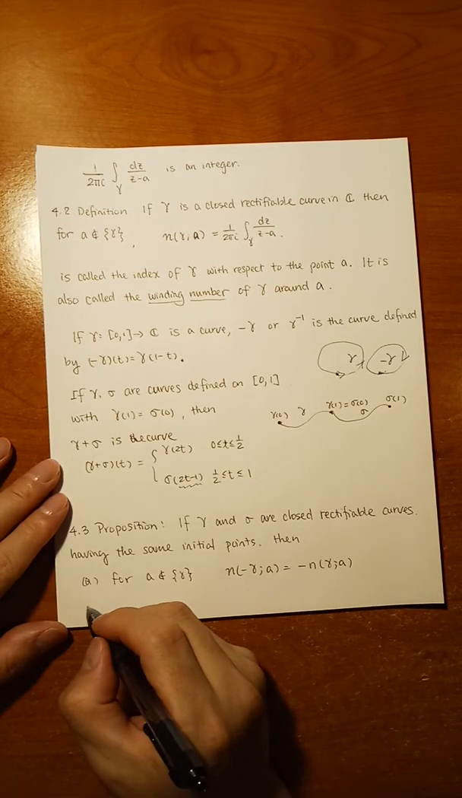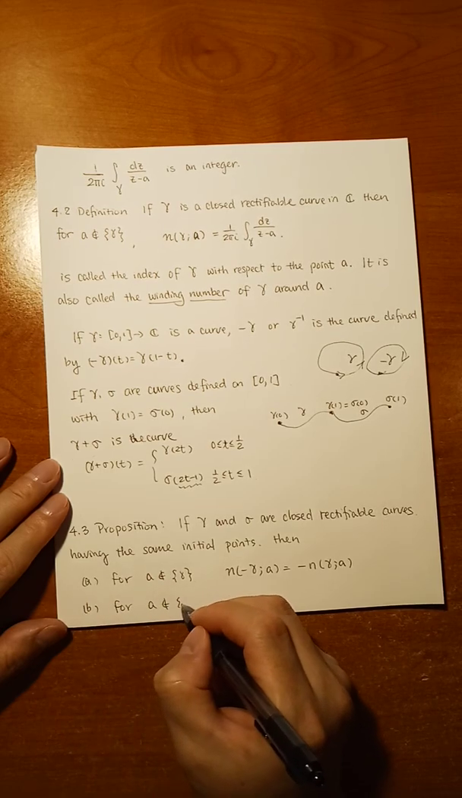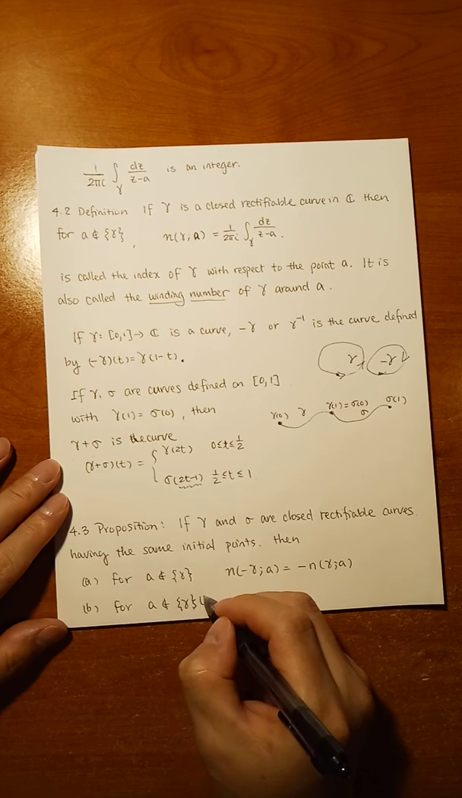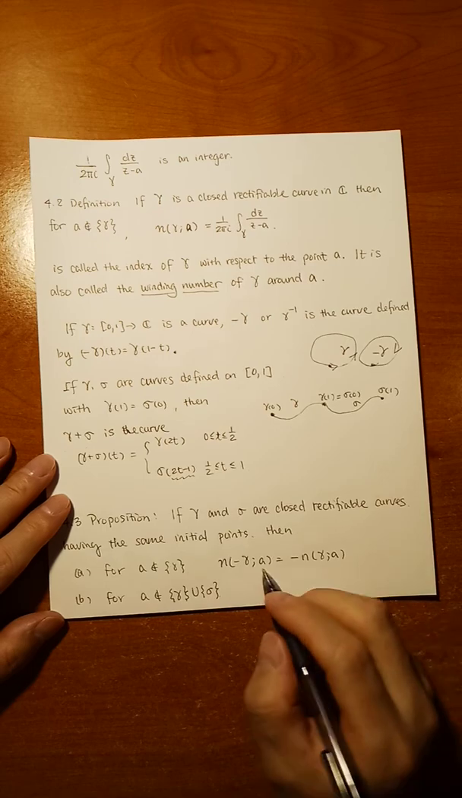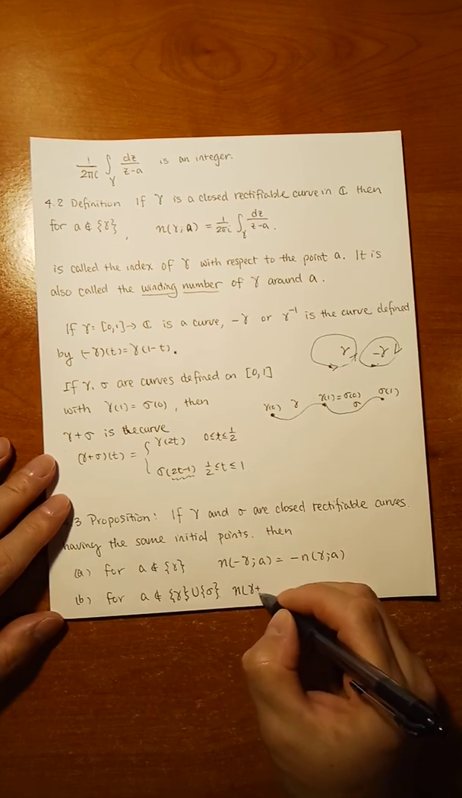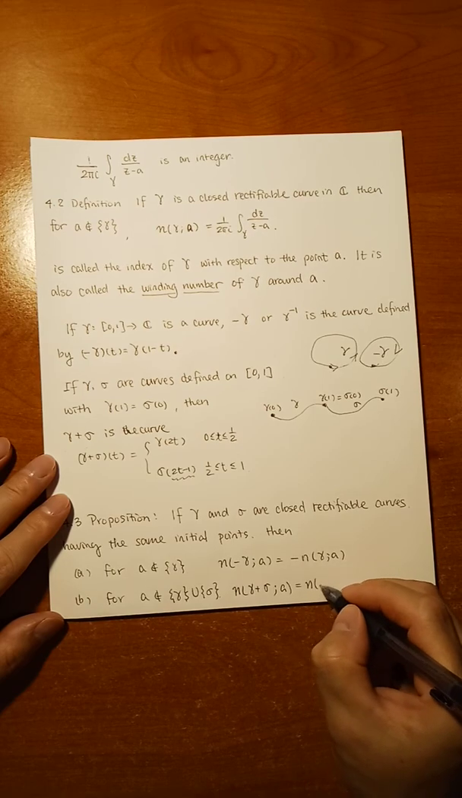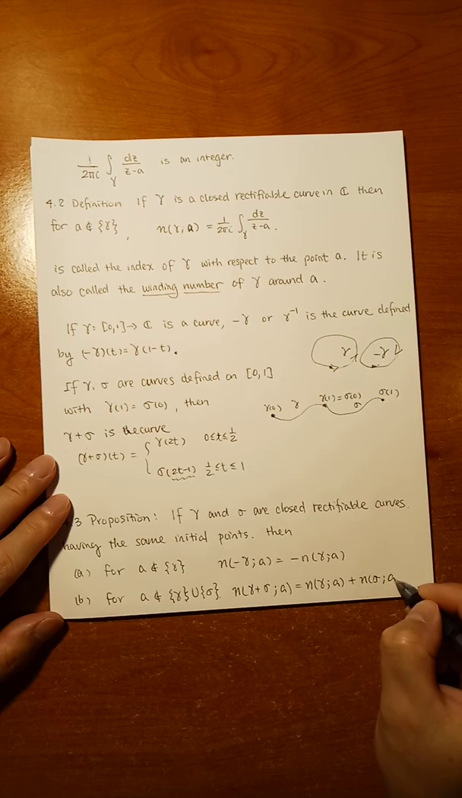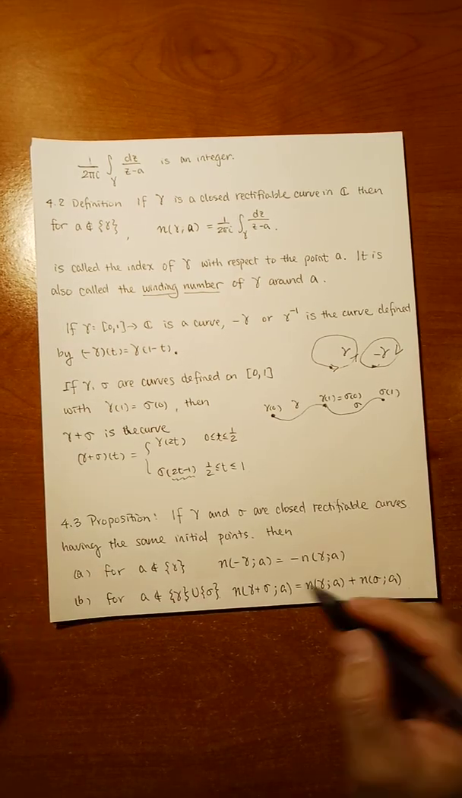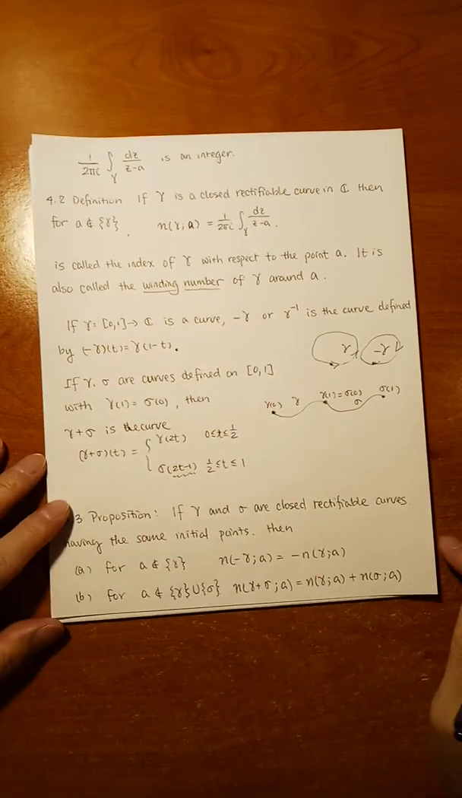Okay, and second, for A not in gamma union sigma, the winding number of gamma plus sigma with respect to A is equal to the winding number of gamma around A plus the winding number of sigma around A. It has additivity, and the negative element will give you the negative of the winding number.